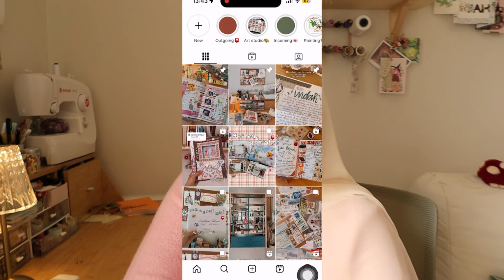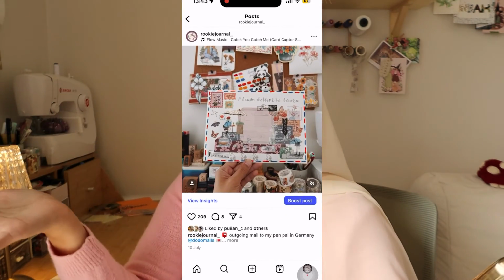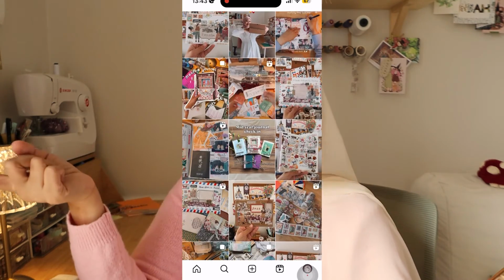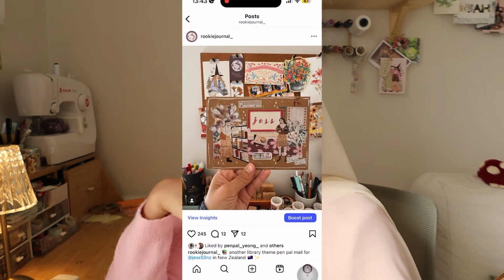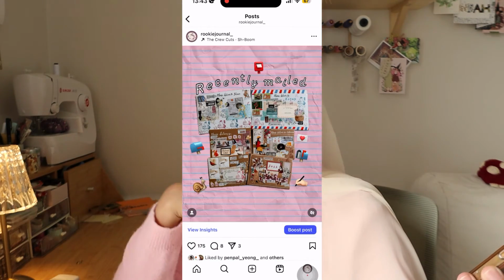Another way to stay motivated is simply by looking for inspiration. Take the inspiration, not the pressure. There are so many beautiful penpaling accounts on Instagram where people share their mail creations and ideas, including Rookie Journal as well. On Instagram, I share a lot of my mail art over there, so you can have a look and get some inspiration from there. It is about discovering new layouts, new color palettes, or themes that spark joy in you.